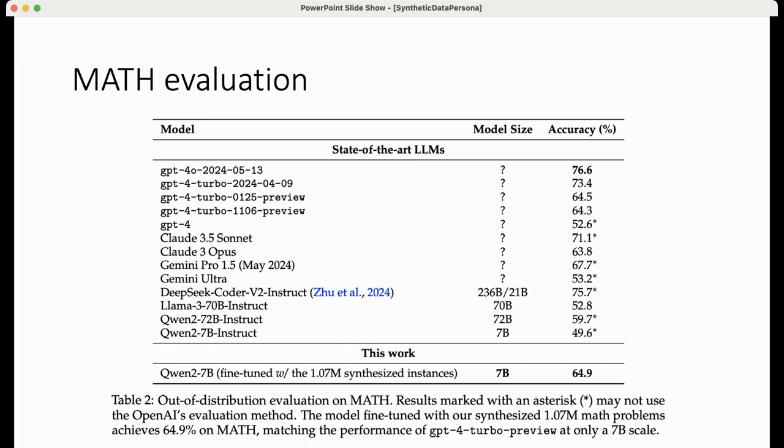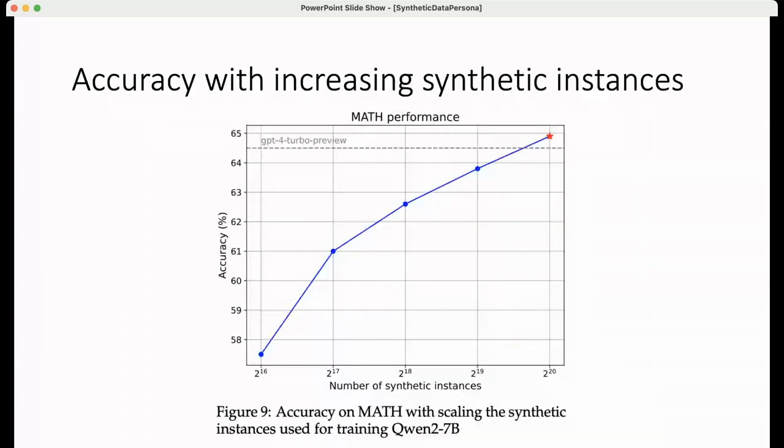I think the conclusion they're trying to make is that the model fine-tuned with their synthetic 1 million math problem data set is able to match the performance of GPT-4. Who knows what the size is? Maybe hundreds of billions of parameters, versus a 7 billion scale. So that's the conclusion they want to make.